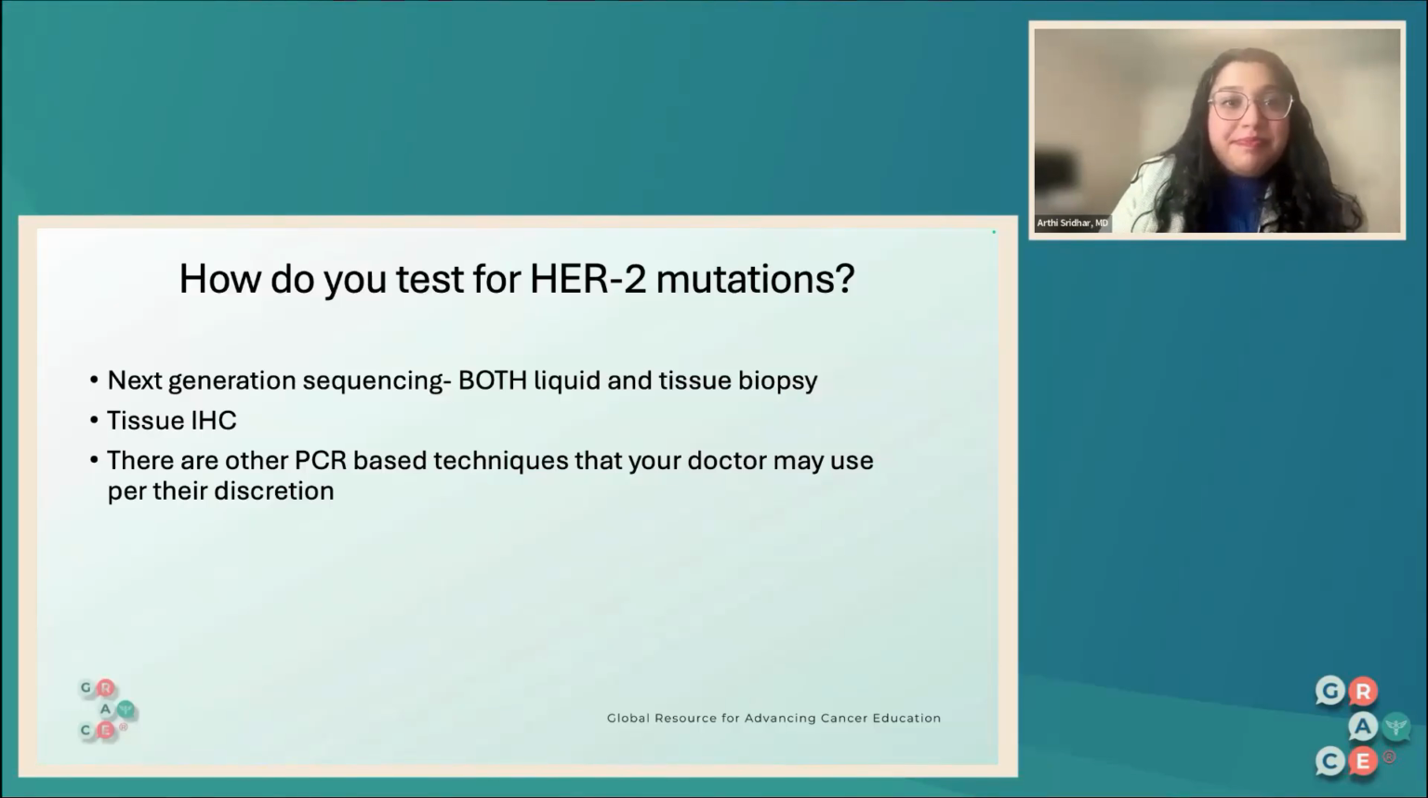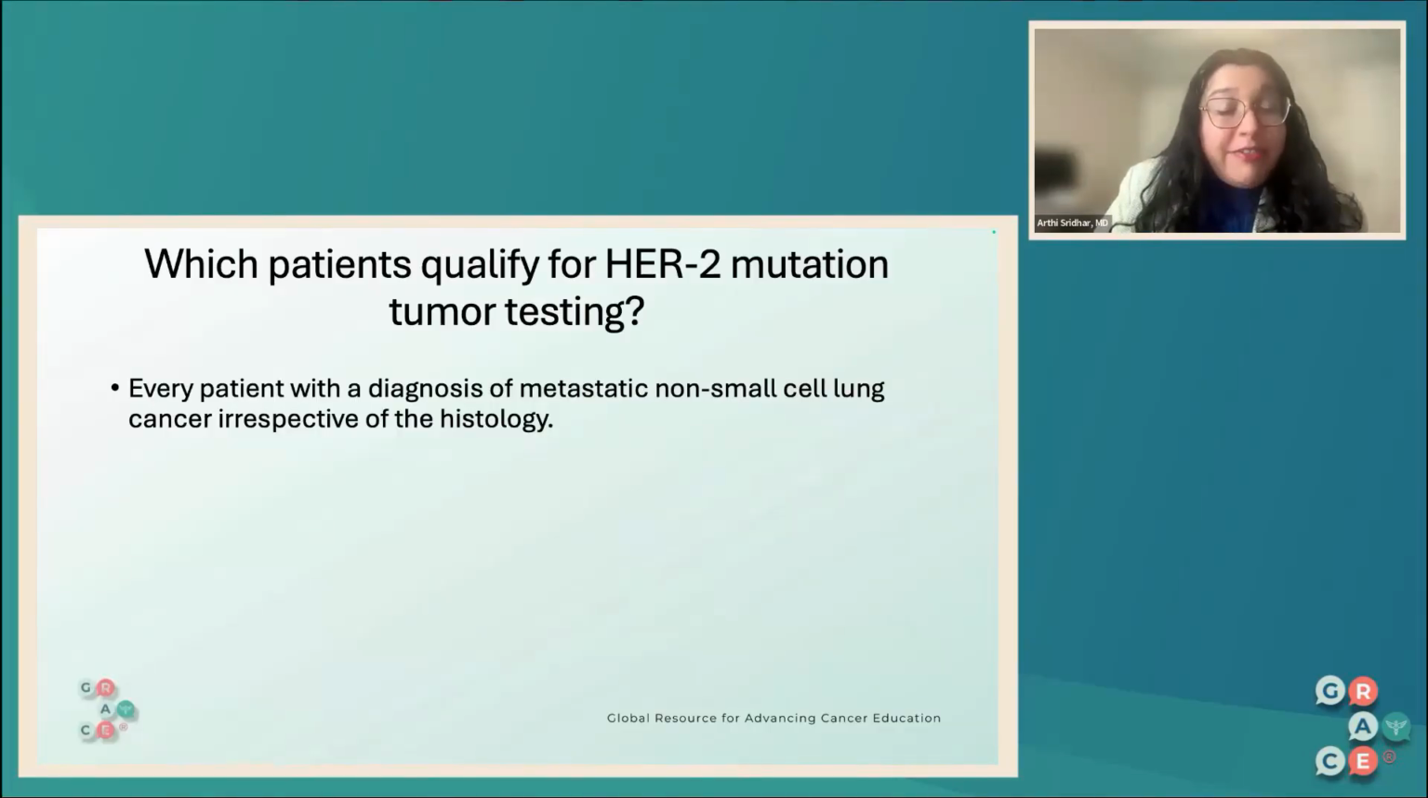Which patients qualify for HER2 mutation testing? Every patient with a diagnosis of metastatic non-small cell lung cancer, irrespective of their histology, adenocarcinoma, or squamous cell carcinoma, qualifies for testing for HER2 mutations.